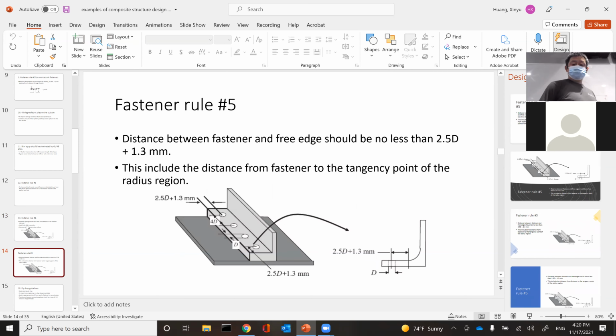And fastener rule number 5 is the distance between the fastener hole and the free edge, and you want to maintain a good distance so that it doesn't push through in that direction. That is 2.5 diameters plus a little bit of extra space. That's the rule of thumb for the distance.